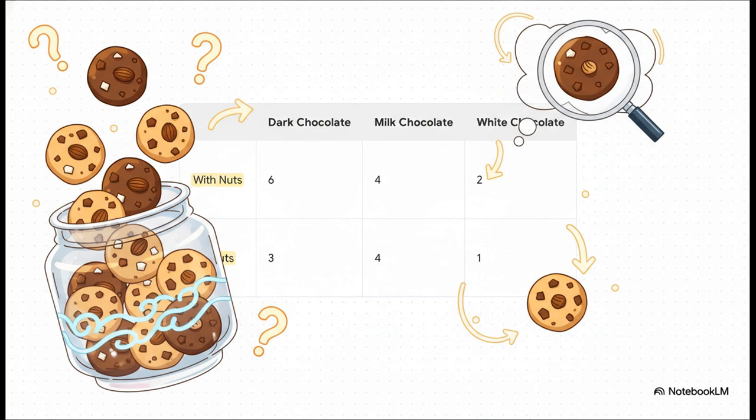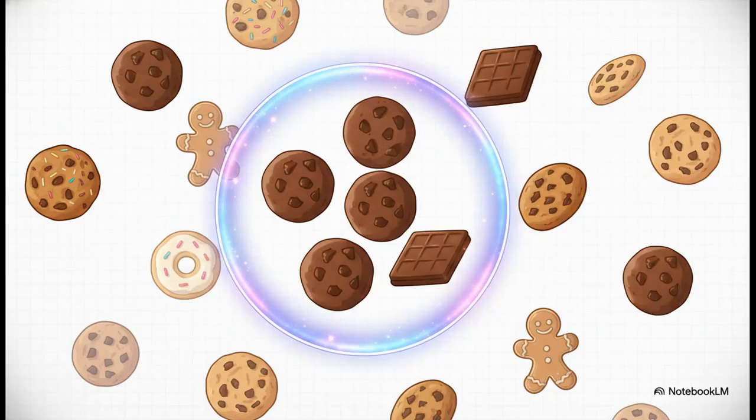What if I tell you the cookie you just picked is dark chocolate? See, the whole game just changed. We're not looking at all 20 cookies anymore. That new information, the condition that it's a dark chocolate cookie, shrinks our entire universe of possibilities, what statisticians call the sample space. Now we're only looking at those 9 dark chocolate cookies, and in that little world, the chance of getting one with nuts is now 6 out of 9. Our new information completely changed the odds. That's conditional probability in a nutshell.